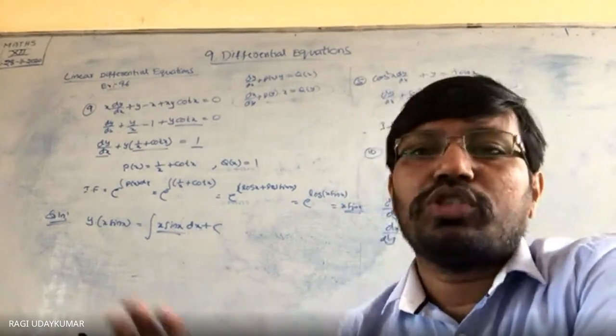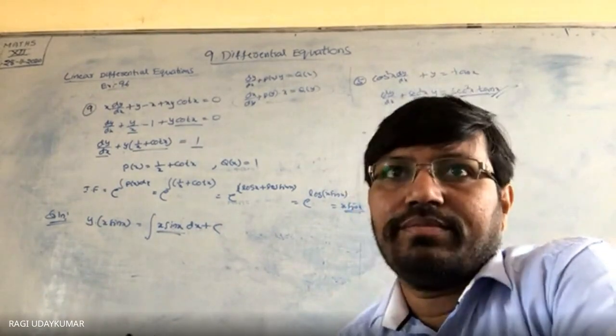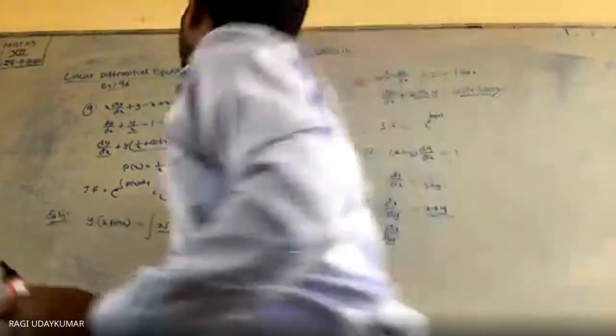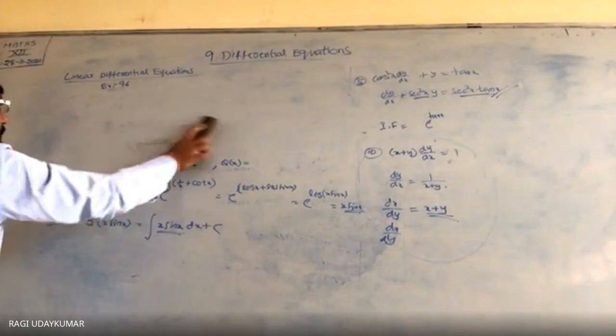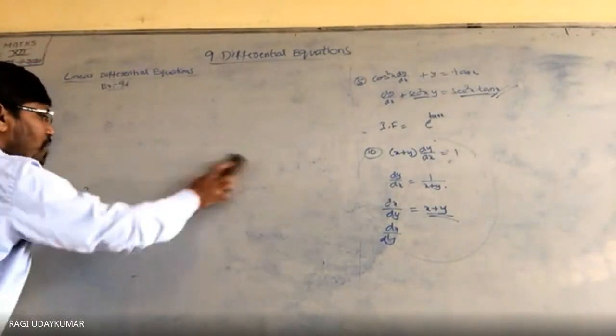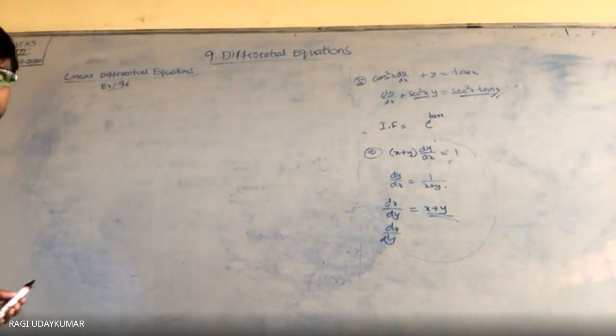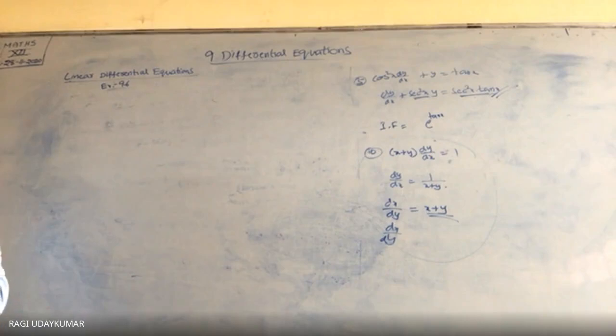16th problem. So the question is given to you. Find the equation of the curve passing through the origin. Let me leave it in equation form, and meanwhile I will explain. Find the equation of the curve passing through the origin.